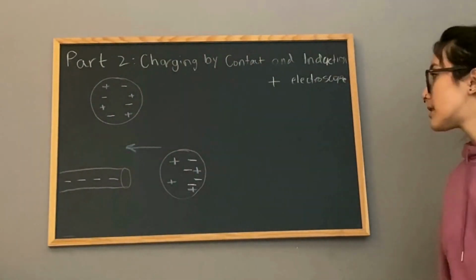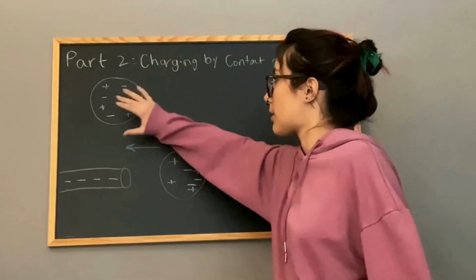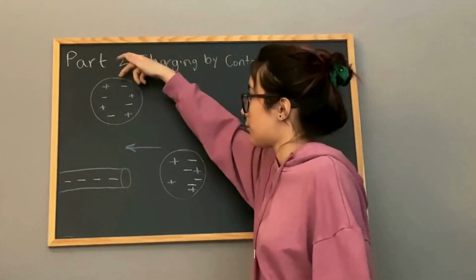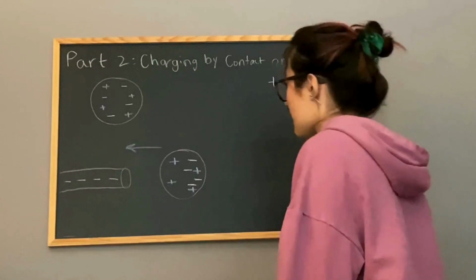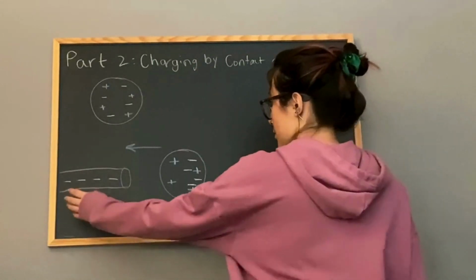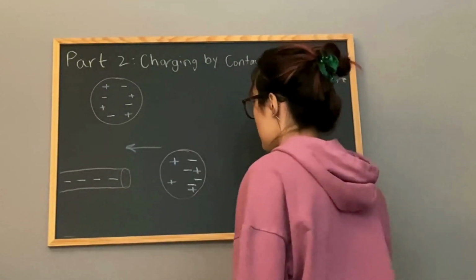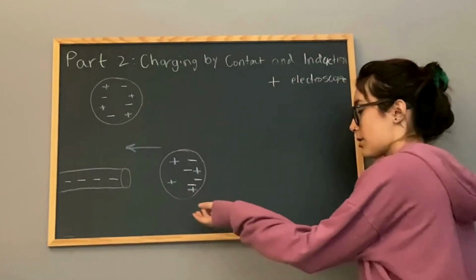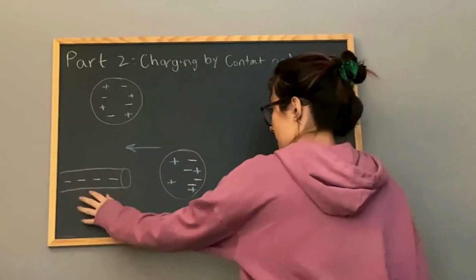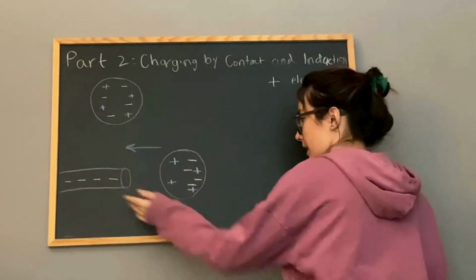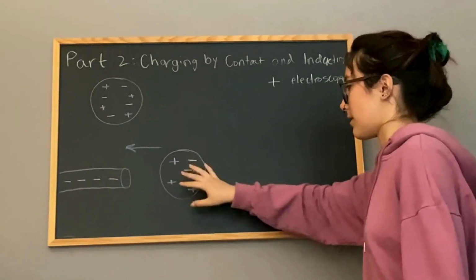When charging by induction, we start with a neutral object that has no net charge anywhere on it. You can see that there's an equal number of protons and electrons in it, and they're evenly distributed. When you bring a charged object over, in this example we have a negative rod, all of the electrons in this object are free moving, so they can all move away from the electrons in this object because they're repulsed by them. The protons can't move, but the electrons can move freely within this object.